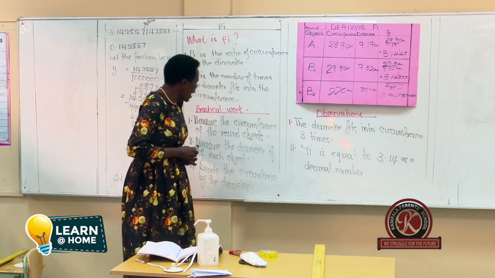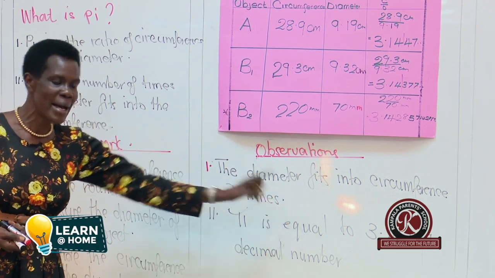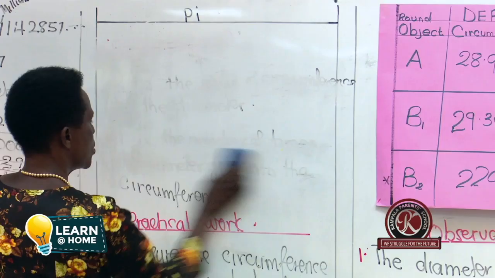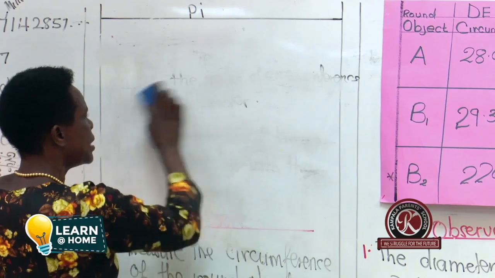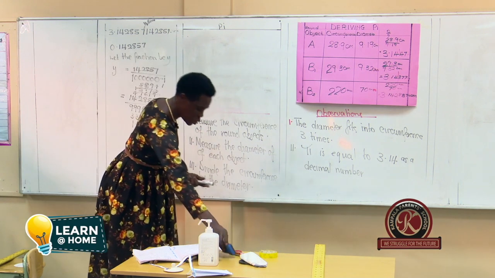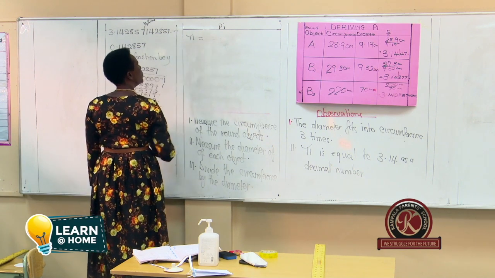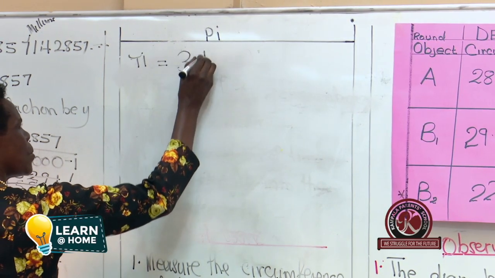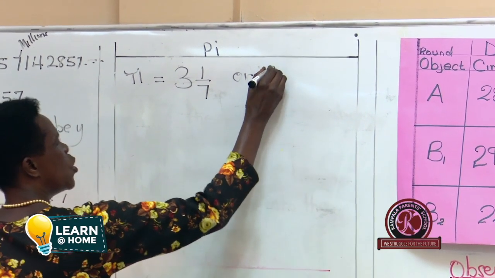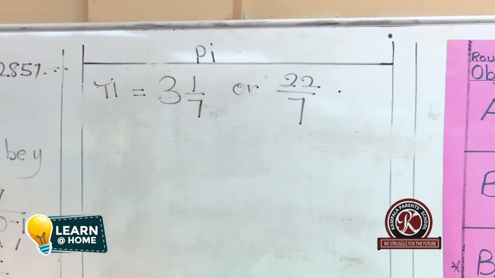So our pi as a decimal number is 3.14. As a mixed number is 3 and 1 out of 7. Because at times they tell you to get something and they put pi in brackets. So when they put for you 3 and 1 out of 7, it means you are to change it. So this one, pi equals 3 and 1 out of 7, or 22 out of 7. That is our pi.